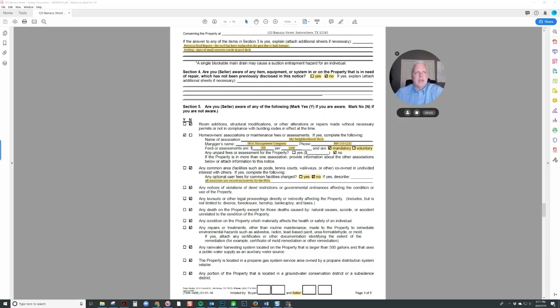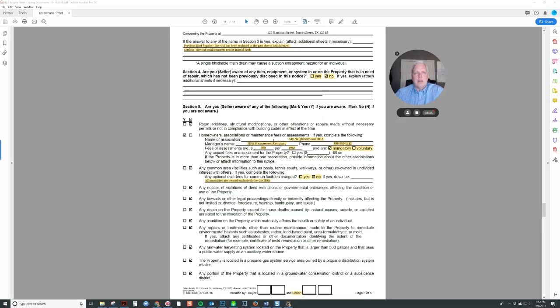Section 5 is asking various questions in regards to the house, and you would just go down and say yes, no, going all the way down. The first one's just asking, have you had any room additions, structural modifications, or alterations or repairs made without necessary permits or were not in compliance? So if you had done anything, added a room to the house, didn't get permits, etc., things like that, you would say yes.